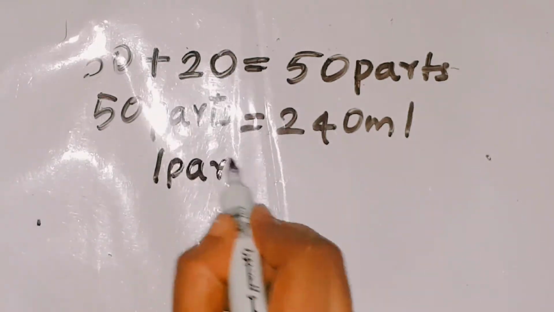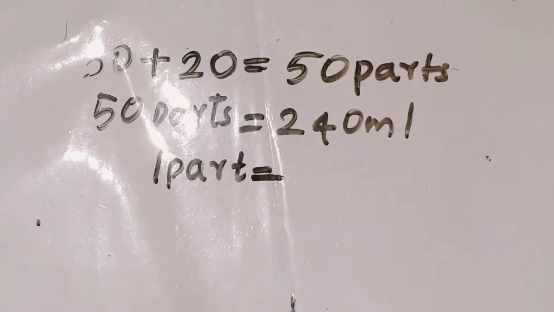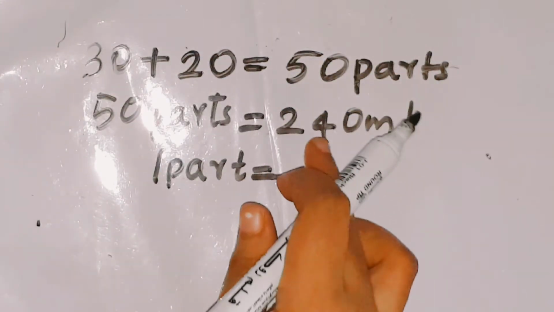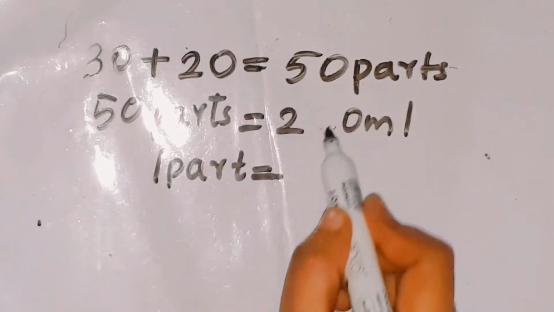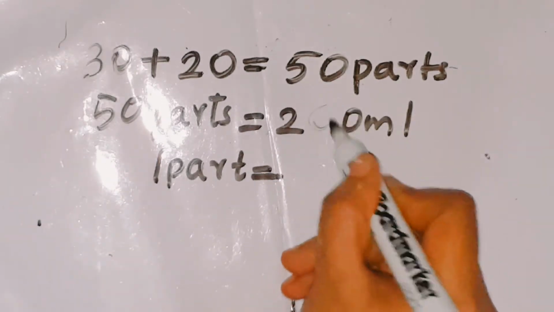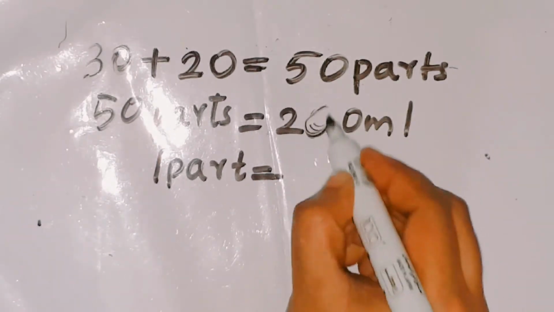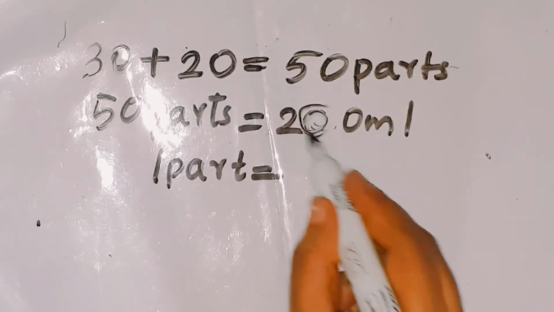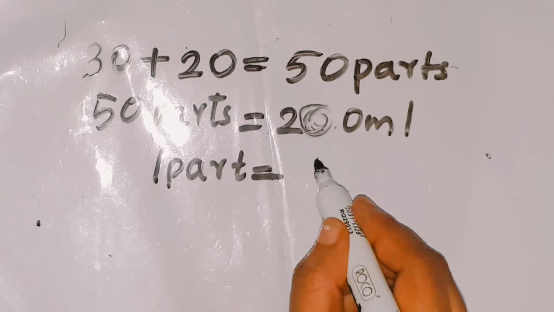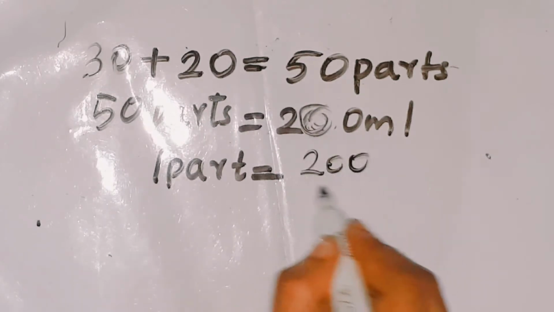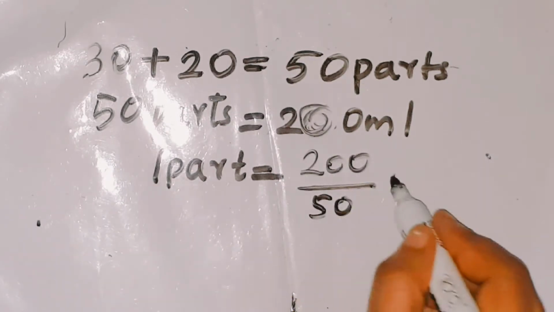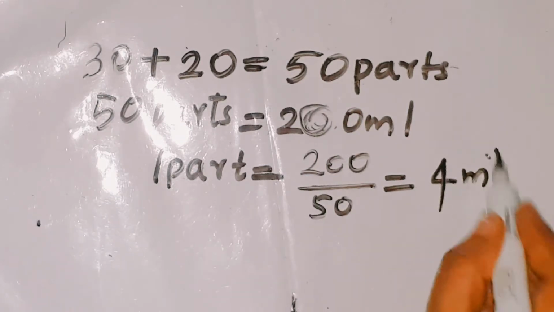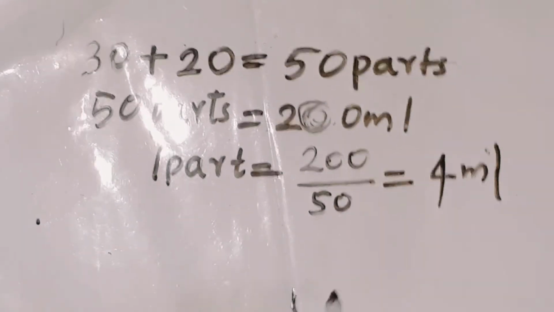And so one part is equal to... here it is not 240, it is 200, okay? Now one part is equal to 200 divided by 50, which would be equal to 4 ml. So one part here is equal to 4 ml.